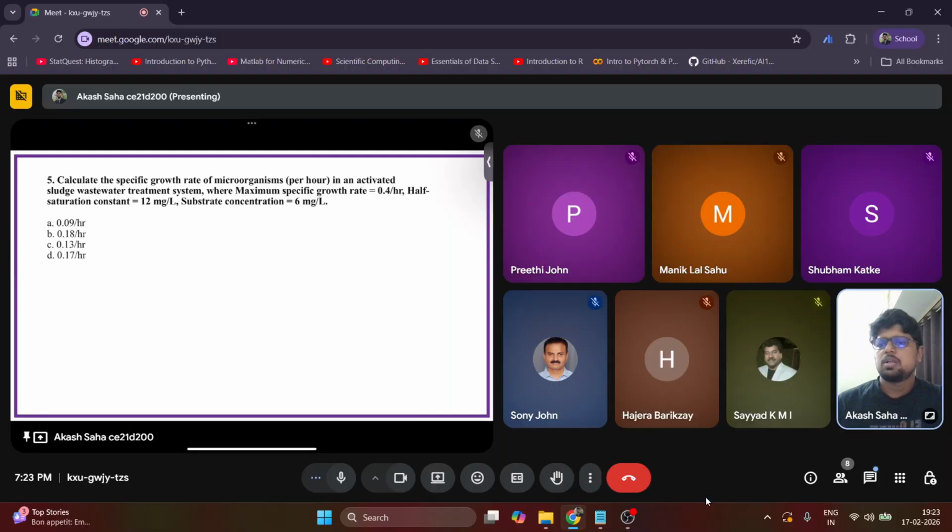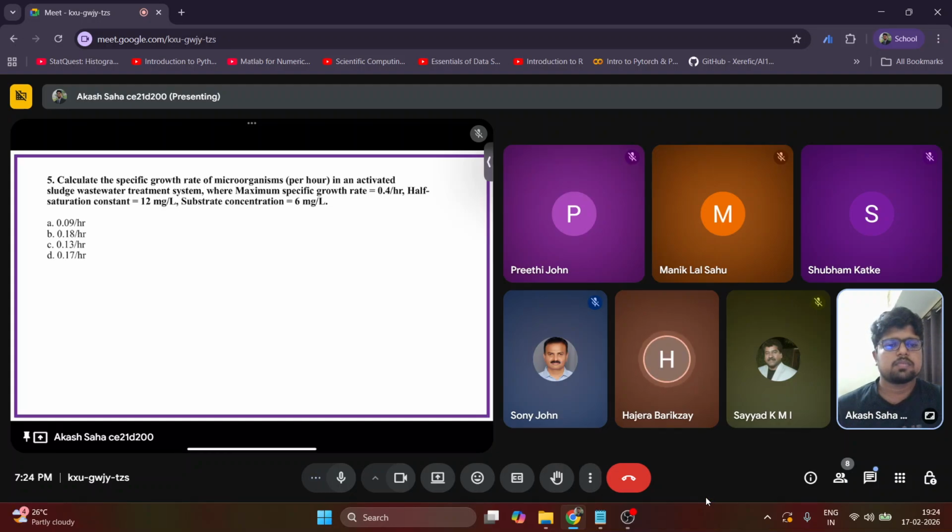Next. Calculate the specific growth rate of microorganisms per hour in an activated sludge wastewater treatment system where the maximum specific growth rate is 0.4 per hour, the half saturation constant is 12 milligram per liter, and the substrate concentration is 6 milligram per liter. So you have to calculate the specific growth rate. All the other information is given. So please try to answer. What concept will be applied here? Which equation? Any idea?